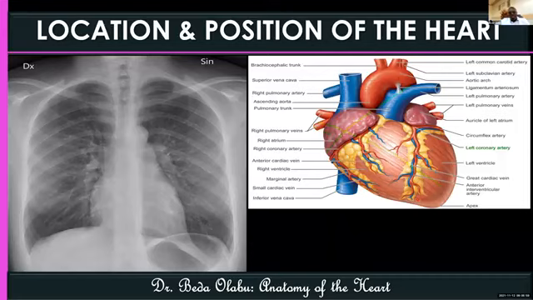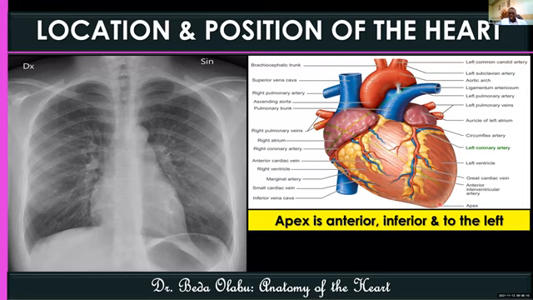In terms of its position, I want to say a number of things. One of those things is to just talk about the apex of the heart. The apex of the heart lies anterior, inferior, and to the left. And it's a prominence of the left ventricle. So the cardiac apex is a projection from the left ventricle.